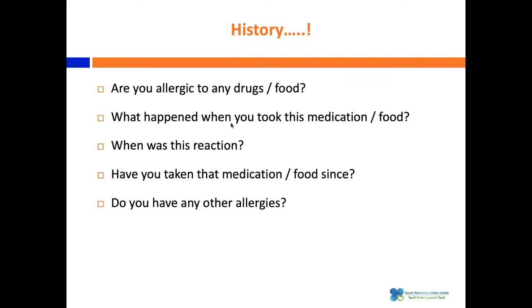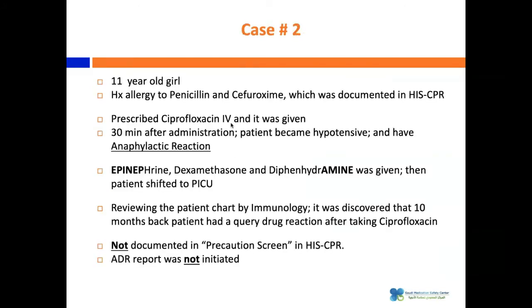A very interesting case. She's an 11-year-old girl documented to be allergic to penicillin and cefuroxime. Okay, quickly please answer this question. She's allergic to penicillin and cefuroxime. You pharmacists should know the answer to this more than the physicians and nurses. Can I give ciprofloxacin to a patient who is allergic to penicillin and cefuroxime? Please answer the question. Can I give it?